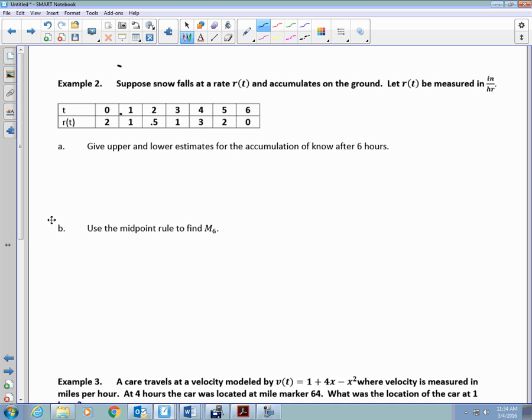How are you doing, bud? Good. So R of t is equal to this, and t is equal to that. Tell me, what does 3 represent for t right here? 3 hours. Very good. Let's go to R of t. What does this 3 represent? 3 inches per hour. So at time 4, the snow is falling at a rate of 3 inches per hour.